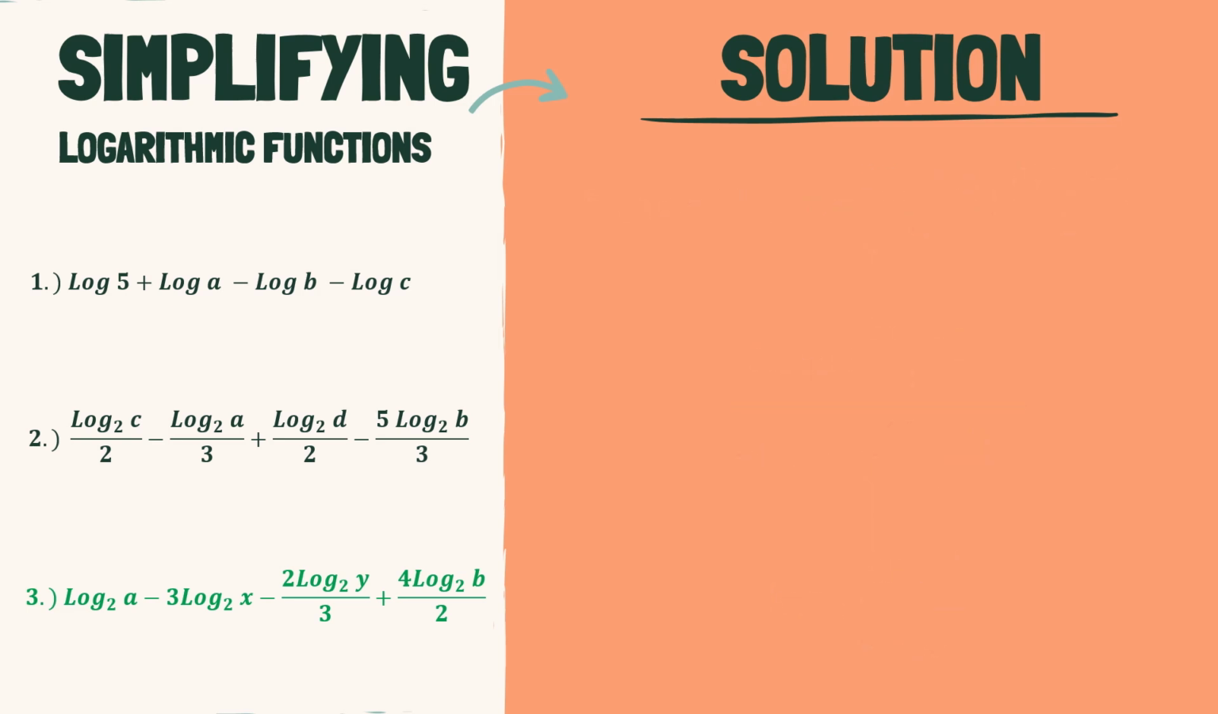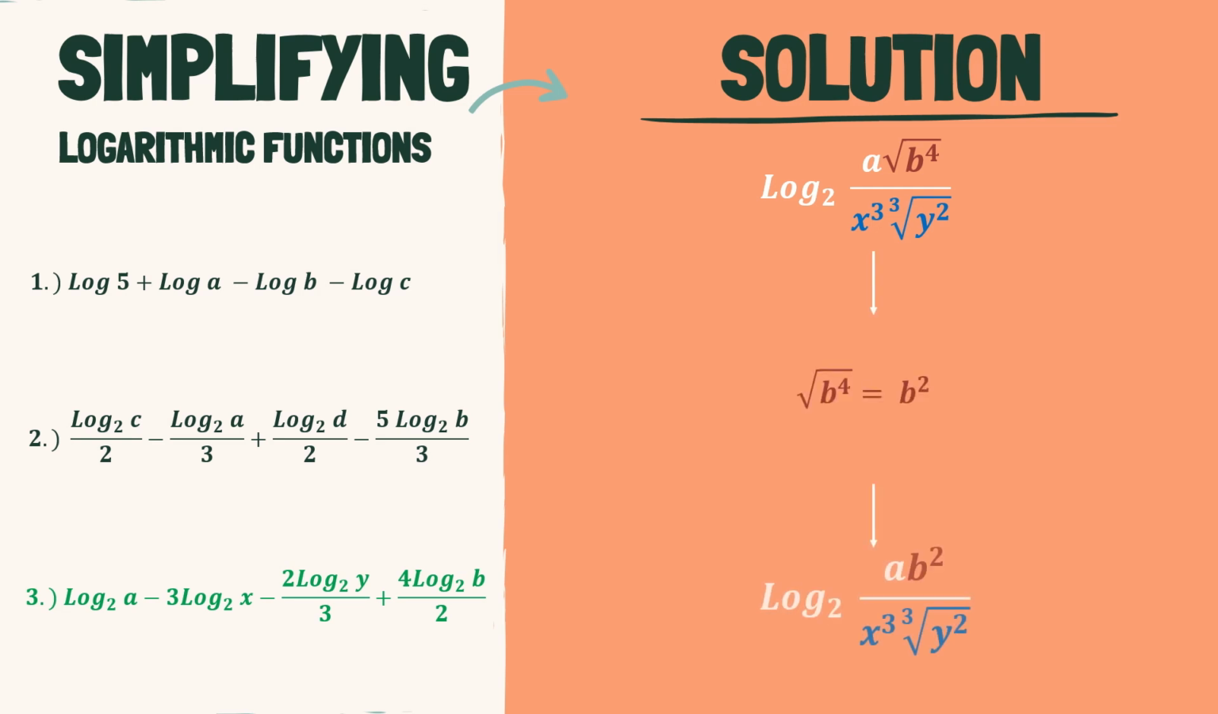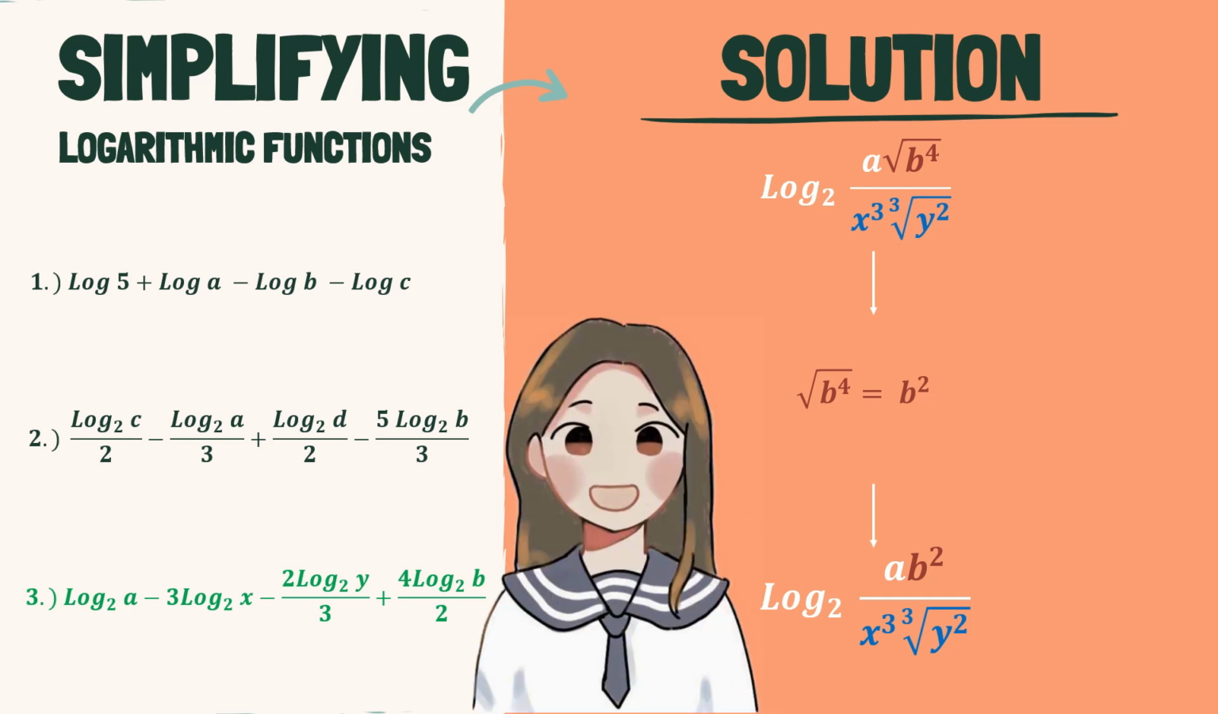That still isn't the final answer yet, since you can still simplify the square root of b to the power of 4, which will become b squared. Now, our final answer will be log base 2 of a b squared over x cubed multiplied by the cube root of y squared. Once again, we'll be presenting to you examples 4 and 5, and you will now be the one to simplify the logarithmic functions.